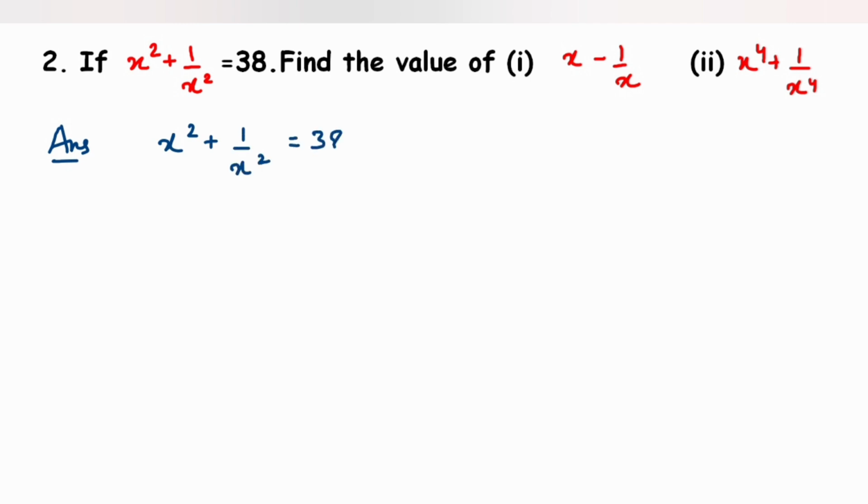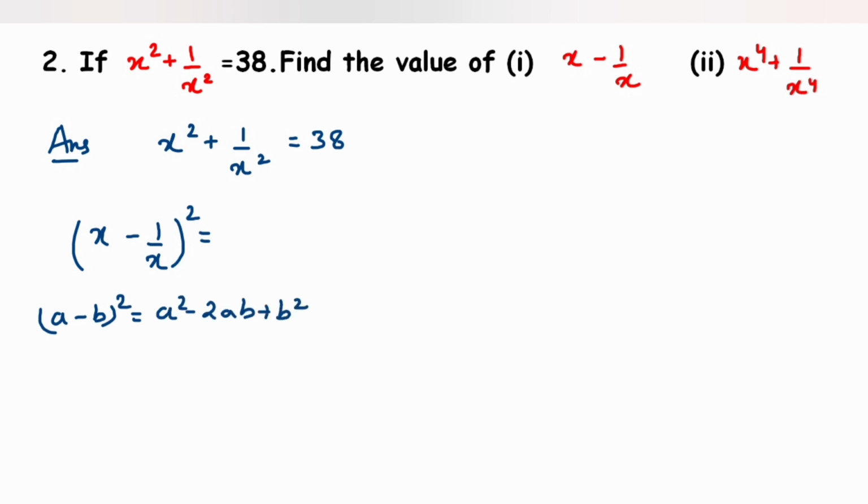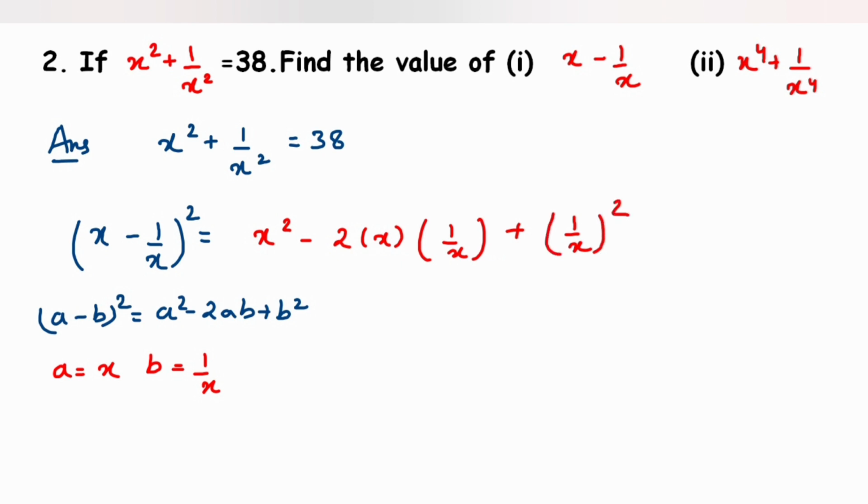So first we're going to find out the value of x minus 1 upon x. So what I'll do, I'm going to take the square of this. So it's like (a minus b) whole square, right? (a minus b) whole square is equal to a square minus 2ab plus b square. Now remember, here a value will be equal to x and b value will be equal to 1 upon x. So I'll substitute here. So we'll get x square minus 2 into x into 1 upon x plus (1 upon x) whole square.